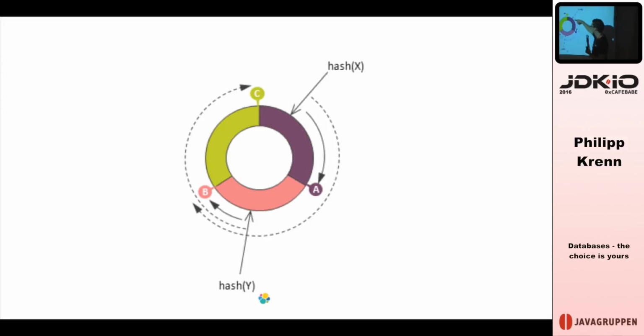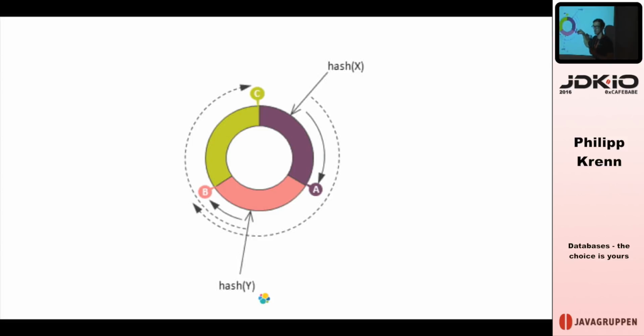So again, we're hashing our data. It lands on server A. If you hash Y, it lands on server B. And just to keep the data multiple times, you then say, okay, initially the data landed on server A, but we also replicate the data. This is why this is clockwise turning. It's just the next server, if you turn it clockwise, gets the data as well.